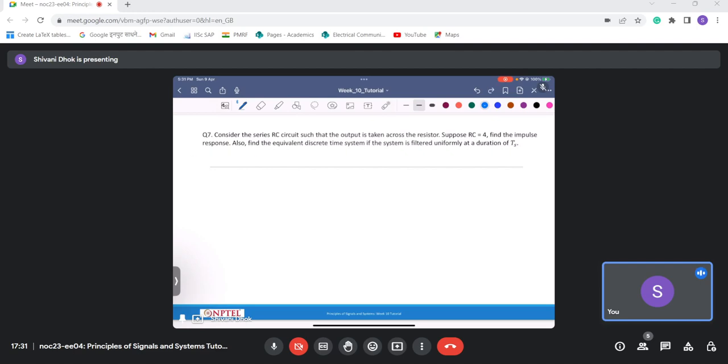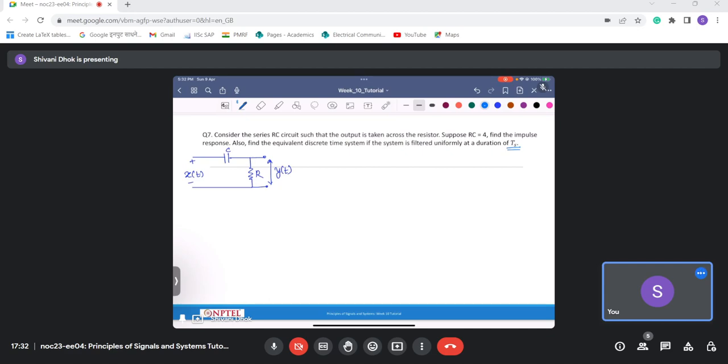So what we have here is a series RC circuit. This is my xt, which is the input, and the output is taken here. We'll use Laplace transform to find its transfer function first, and then its equivalent discrete time representation if it is sampled at duration Ts. In order to do that, first we need to find the impulse response, that is ht. For that, let us consider Laplace transform, which is a handy tool for doing the same thing.